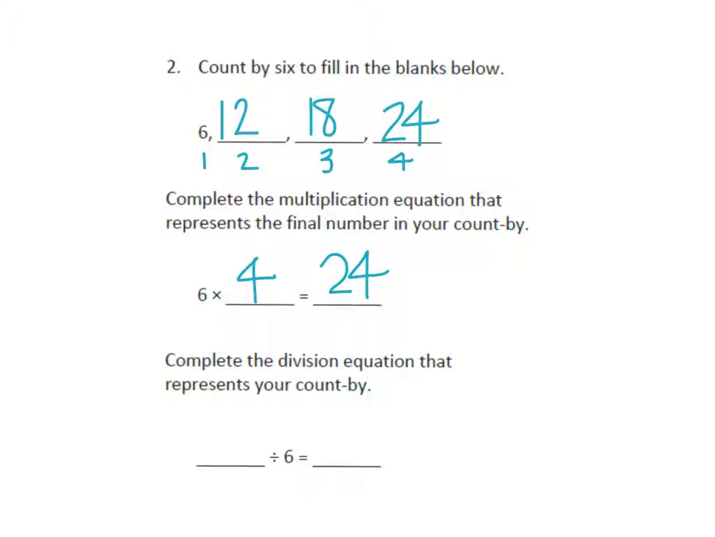Now it says to complete the division equation that represents your count by. Now remember, in division, just like subtraction, the largest number needs to go first in our sentence. So we already used 6, so that means our answer is going to be 4.